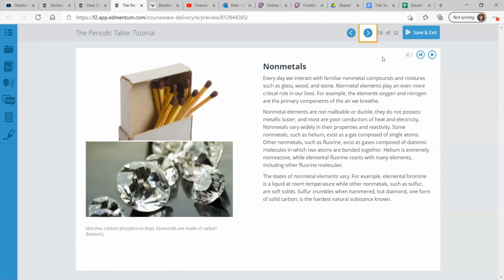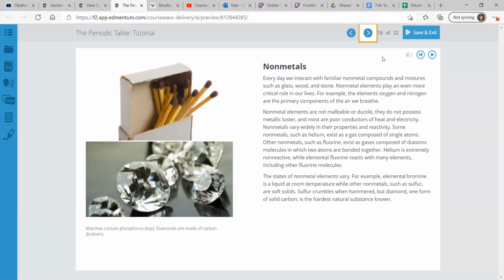Nonmetals. Every day we interact with familiar nonmetal compounds in mixtures like glass, wood, and stone. Nonmetal elements play an even more critical role in our lives. For example, the elements oxygen and nitrogen are the primary components of the air we breathe. Nonmetal elements are not malleable or ductile. They don't possess metallic luster like metals do, and most are poor conductors of heat and electricity.